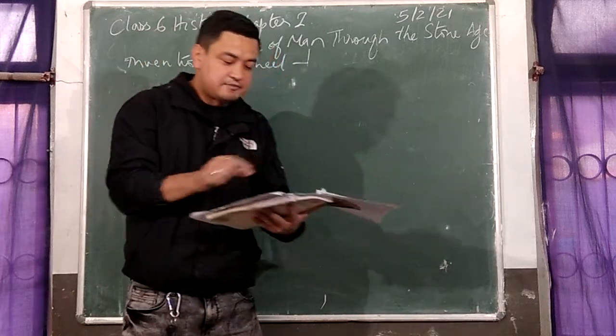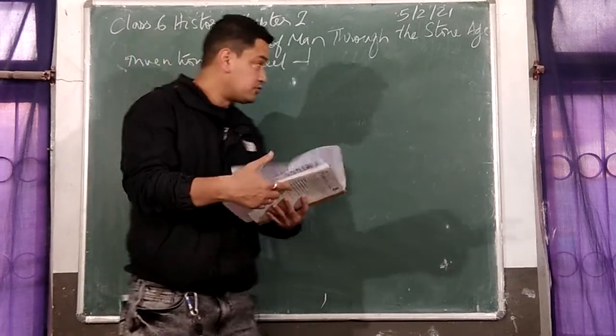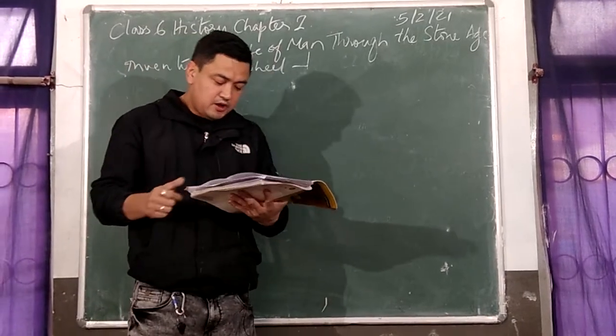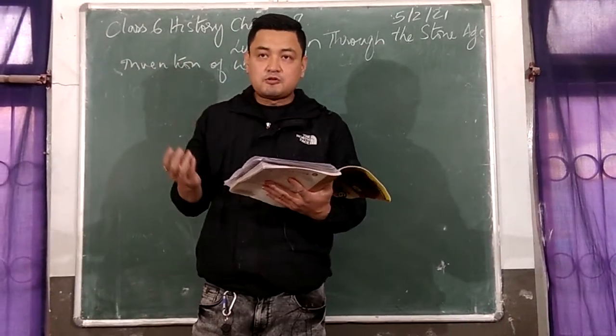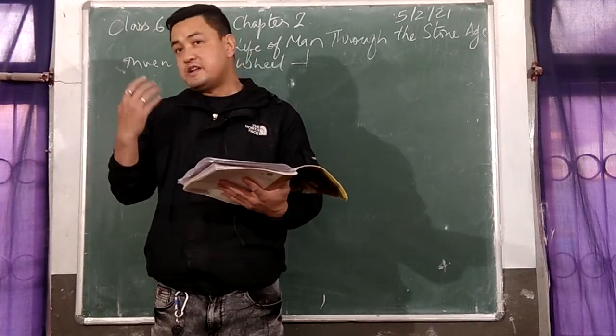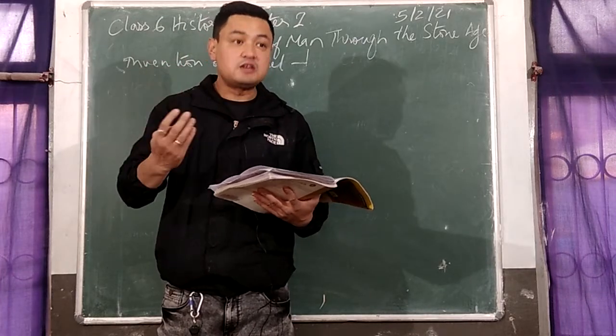So this video is on chapter 2, Life of Man for the students, class 6 history. Today the topic that I am going to discuss is the invention of the wheel. Whenever we talk about the invention of the wheel, who invented it? It is the Neolithic man, in the Neolithic period.